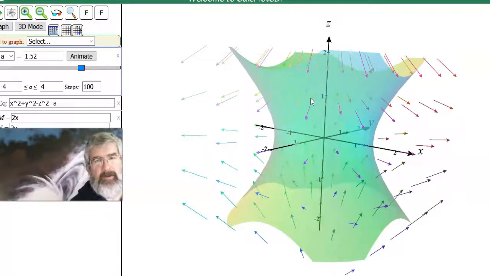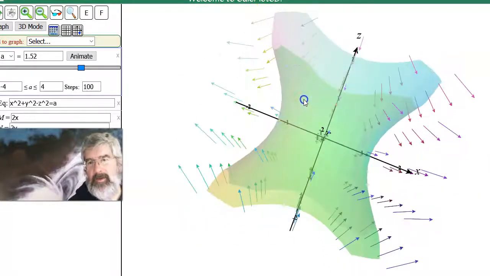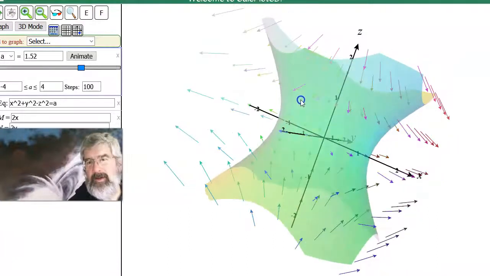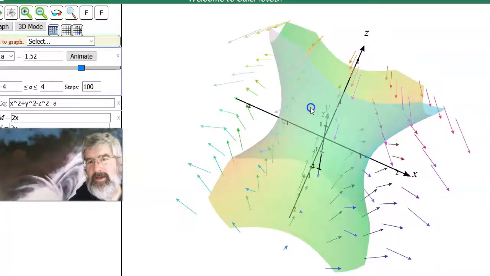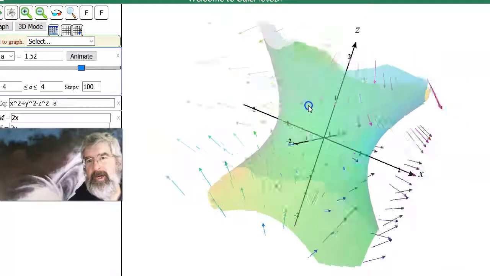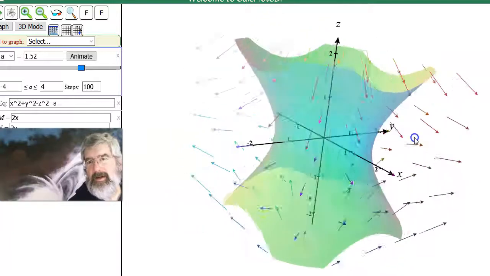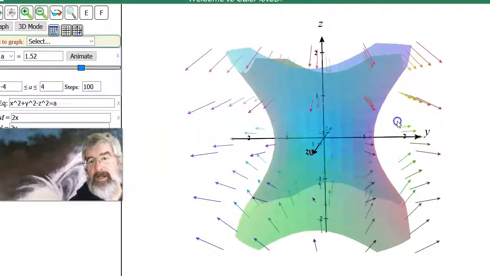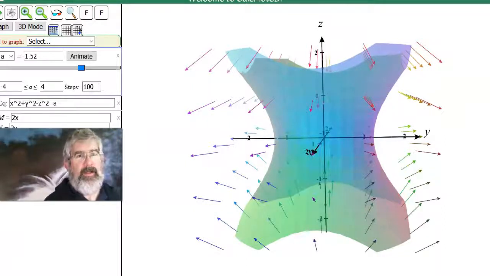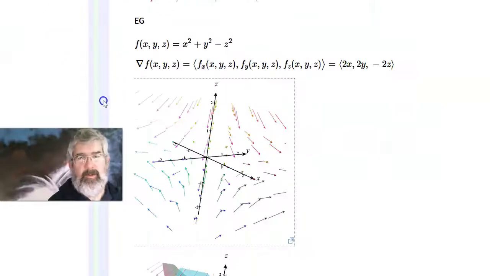But again, I want you to look at where the gradient crosses that surface. Every time it crosses, it does so perpendicularly, right? These are perpendicular there. Because the gradient is perpendicular to the level surface. Okay. Let's do one more example.